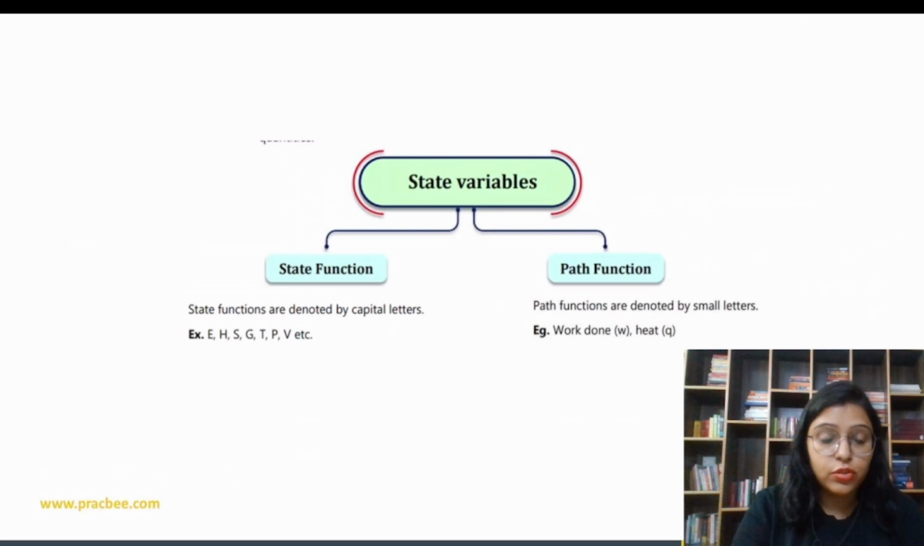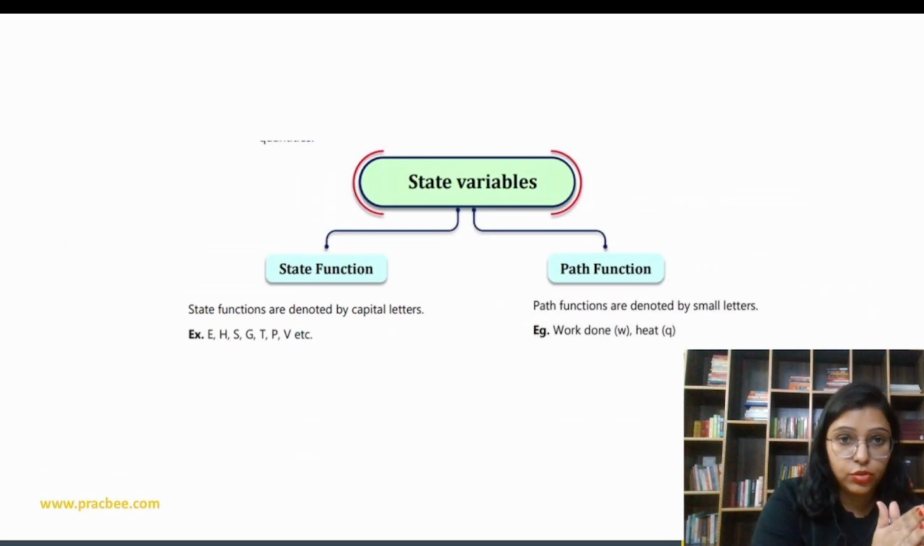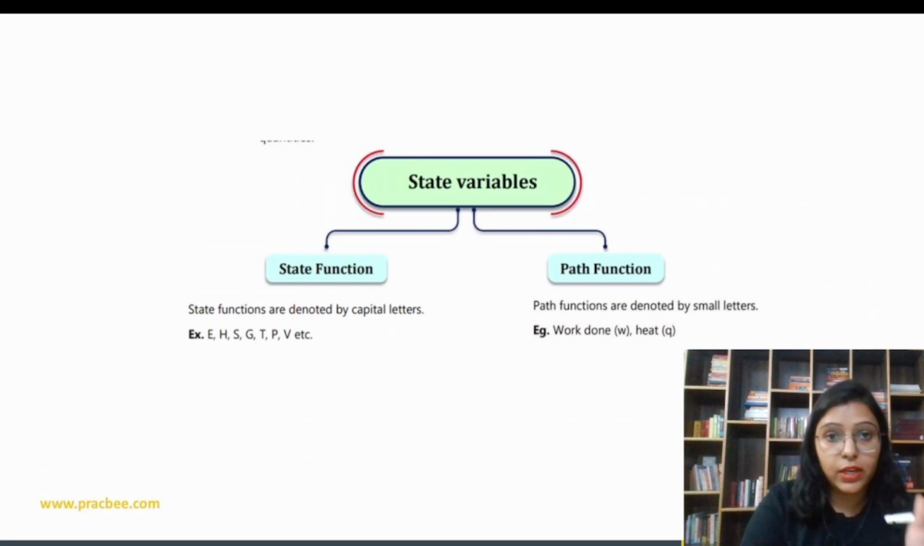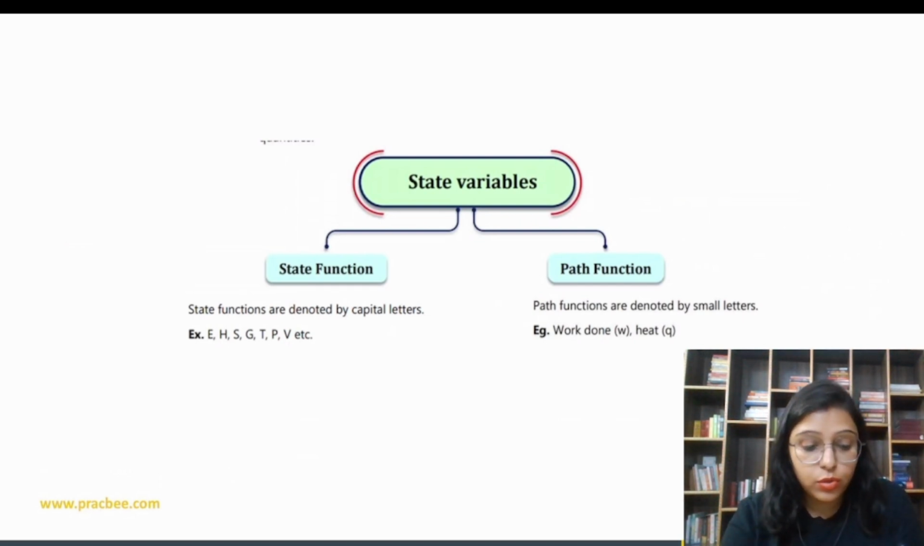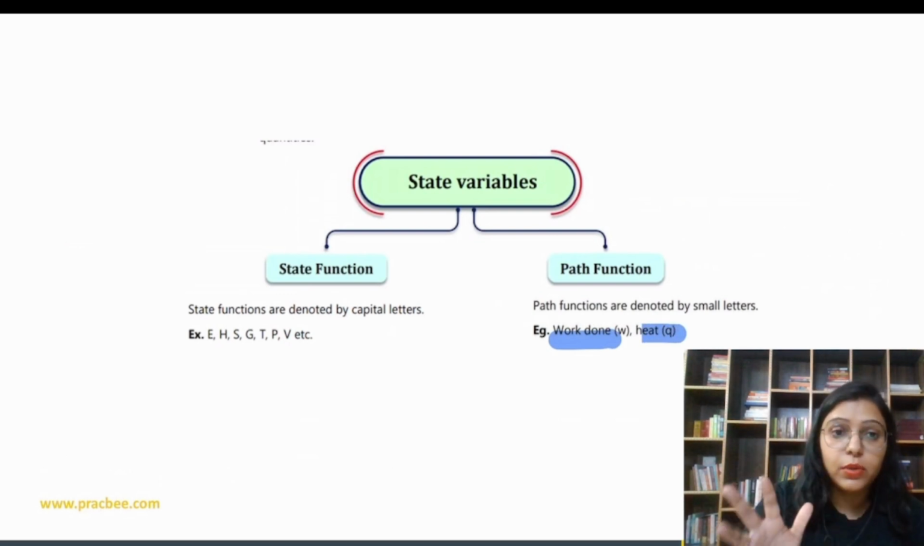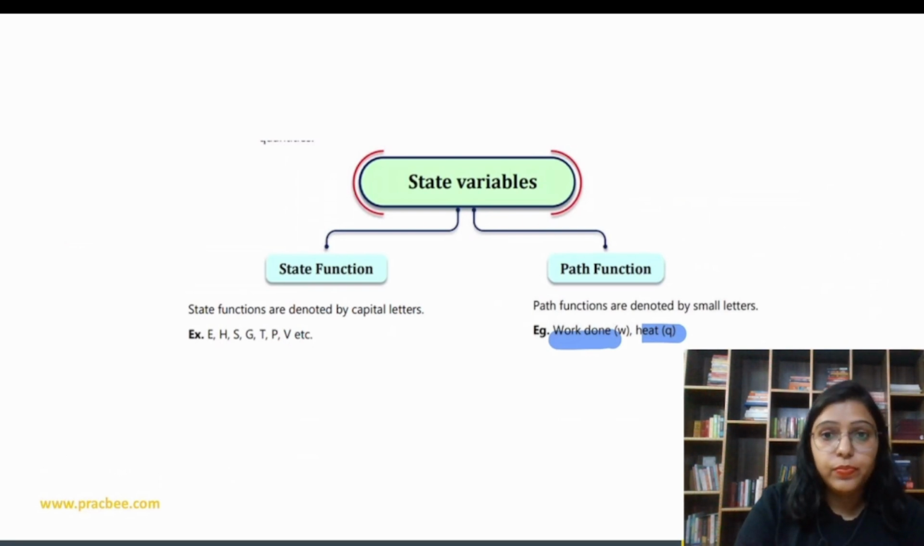Then we have some functions like state functions and path functions. What are state functions? Those which depend on the initial and final position. Those which depend on the path followed by the system in order to go from state A to state B are path functions. We generally have two path functions, work done and heat. Other thermodynamic parameters like internal energy, enthalpy, entropy, Gibbs free energy, temperature, pressure, volume are all state functions.